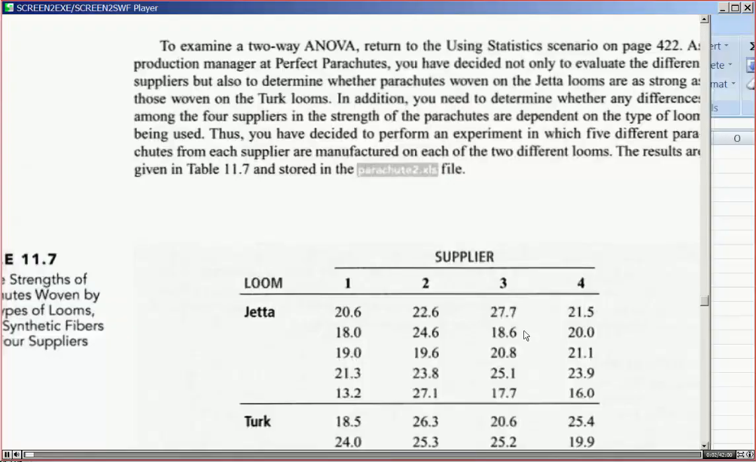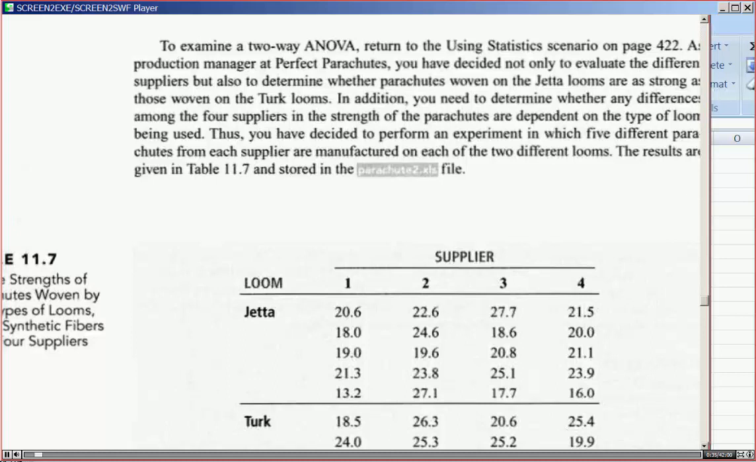This is video 8 for chapter 11 of Levin's book, Statistics for Managers. At the end of the previous video, we just examined all the formulas and ingredients that went into the two-way analysis of variance. One of them was the n prime value, which was the number of replicates in each cell, as they put it.